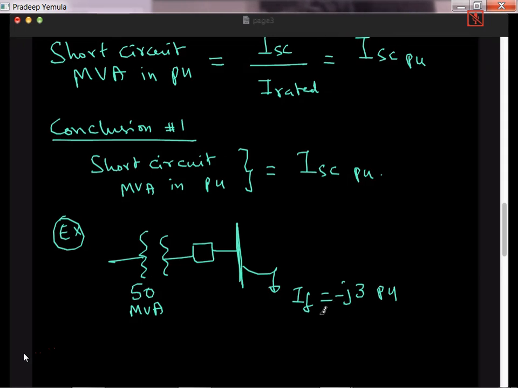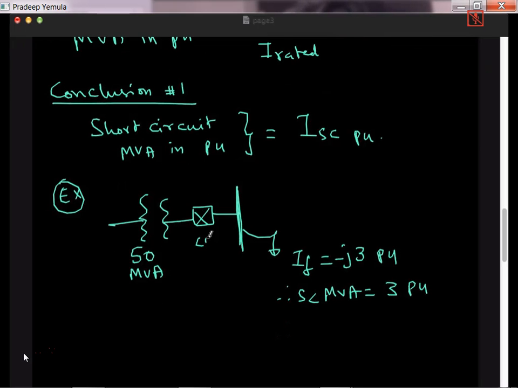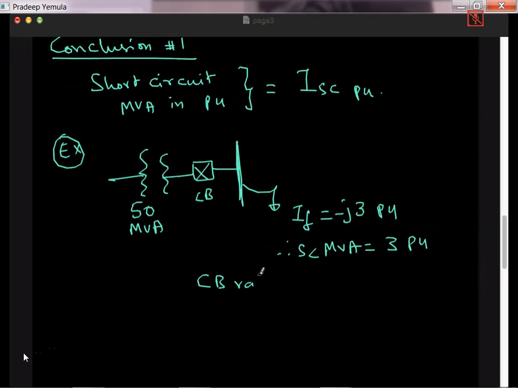And due to some reason, the fault current is, let's say, minus j3 per unit. That means, what will be the fault current carried by the circuit breaker? And what would be the MVA rating of the circuit breaker? So short circuit MVA is also nothing but 3 per unit. I am just taking the magnitude. So the circuit breaker rating should be 3 into base MVA for the system, which is 50 MVA for example. So you will get 150 MVA. So that is the significance of this.